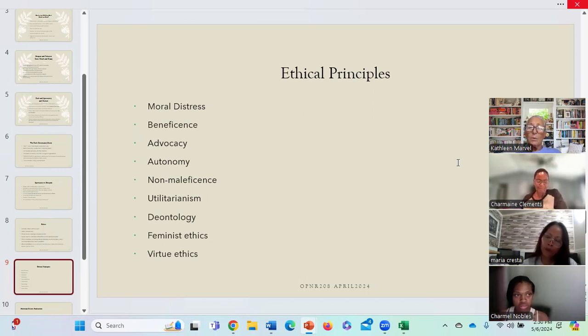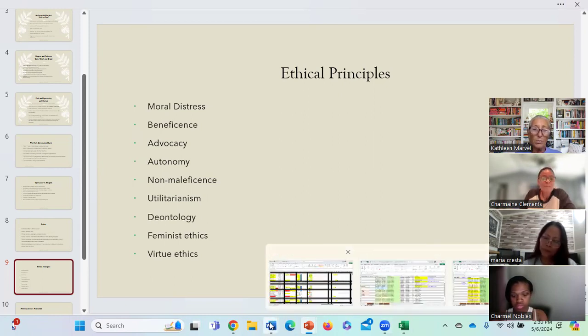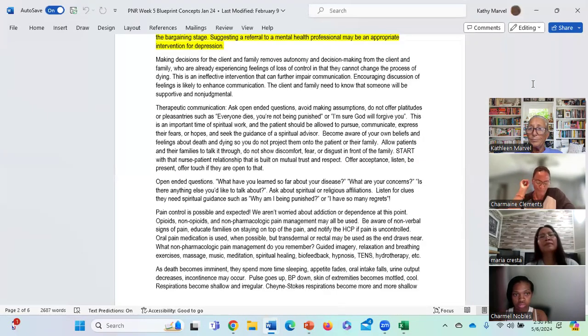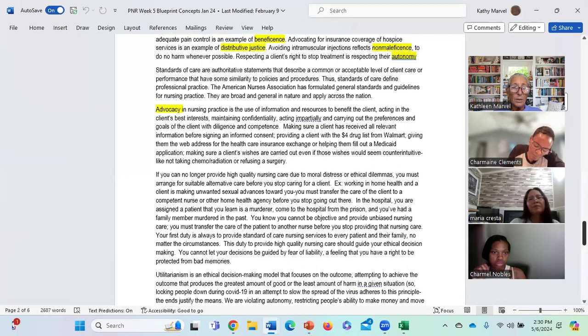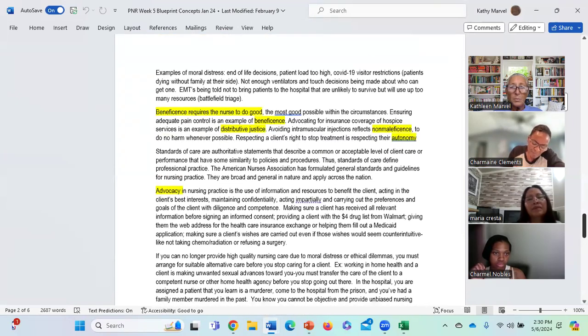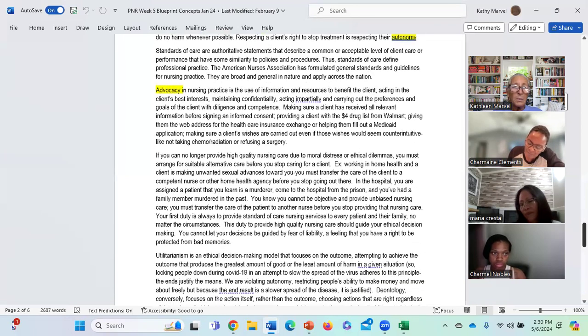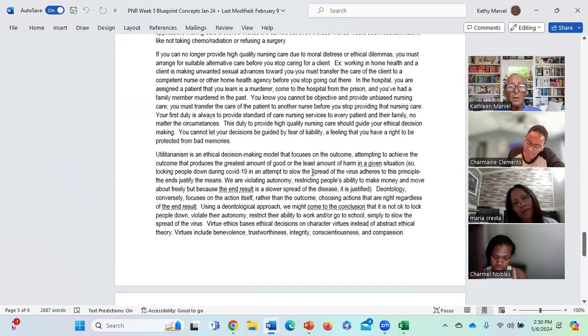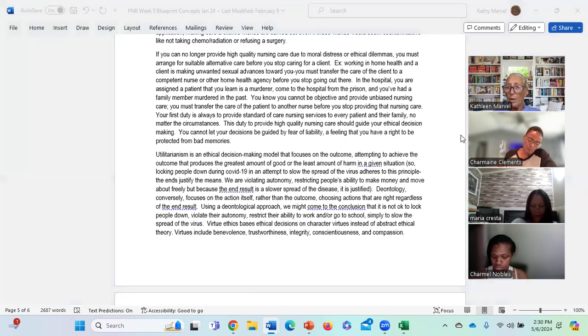Utilitarianism, deontology, those are theories. Don't worry about those. These are theories, but you can read about them. Utilitarianism, where the ends, where are my notes on utilitarianism? Hang on. I don't want you to focus too much on these, but let's talk about them. Oh, utilitarianism, right here. It's focused on the outcome. Trying to do the greatest amount of good with the least amount of harm. Right?